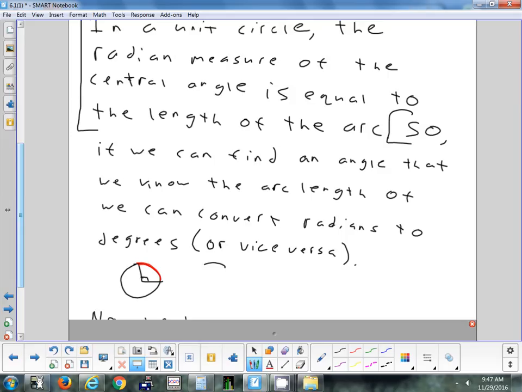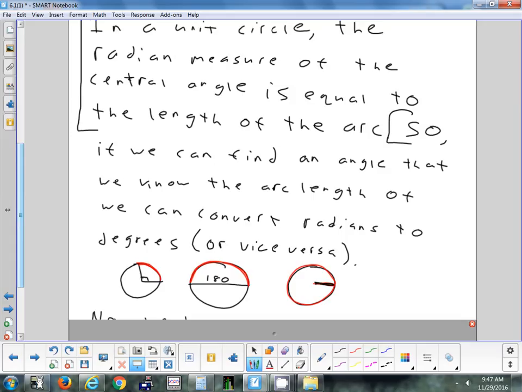Okay, let's go a little bigger. How much is that angle? That's 180. And 180 degrees takes up how much of the circle? It's a half circle. Okay, let's go even bigger. Here's my initial side. Here's my terminal side. It's like I put them right on top of each other.